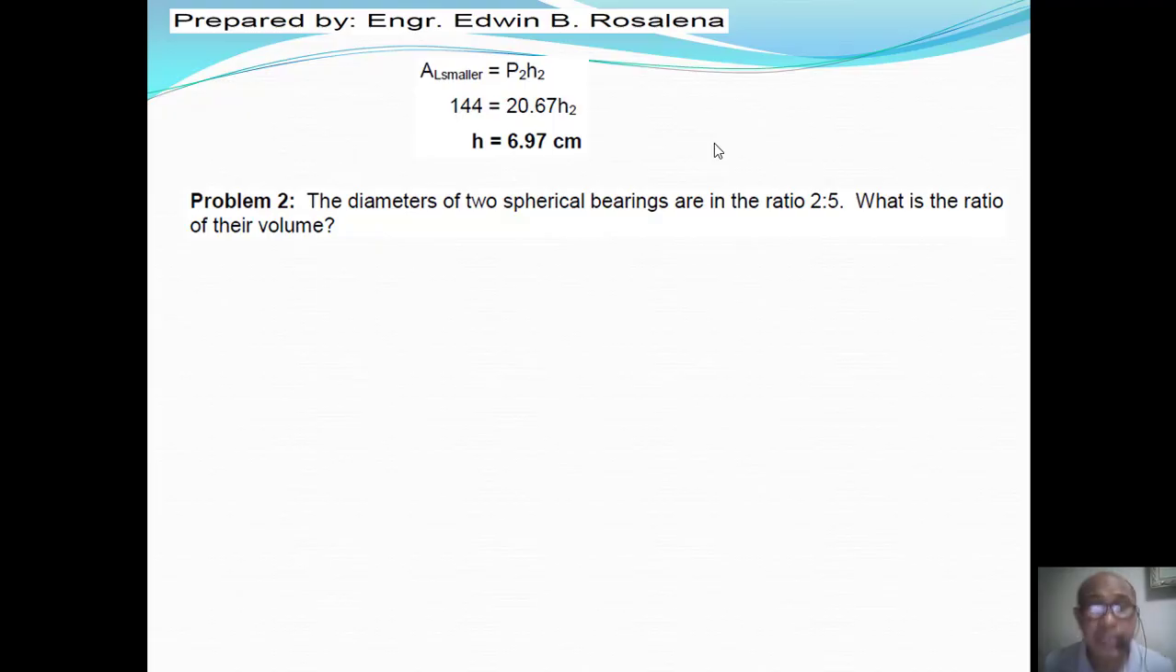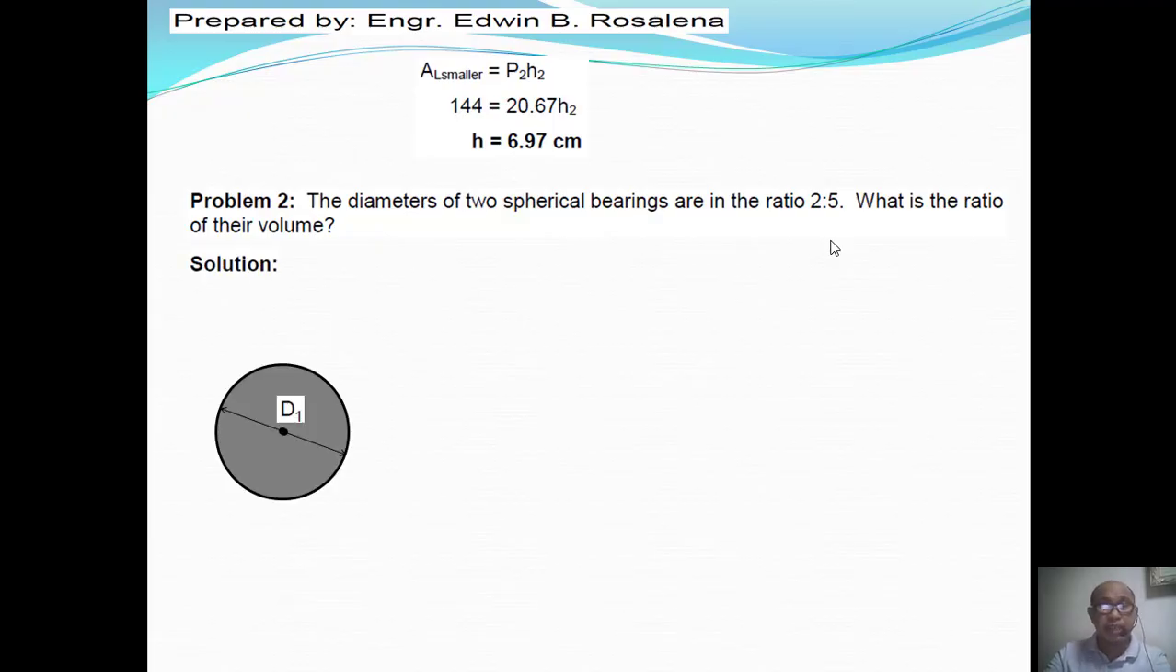The diameters of two spherical bearings are in the ratio 2:5. What is the ratio of their volumes?